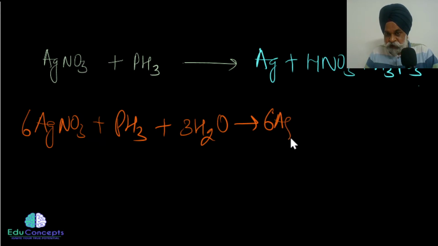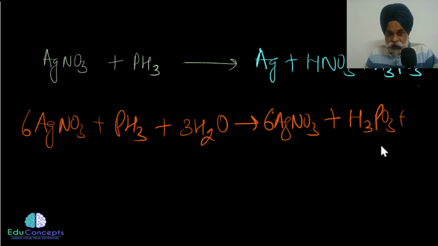So 6 silver nitrate is being generated along with phosphorus acid, and 6 nitrate ions are still there. So I shall be requiring 6 nitric acid, and I think it got balanced also. Yes, 6 and 9.